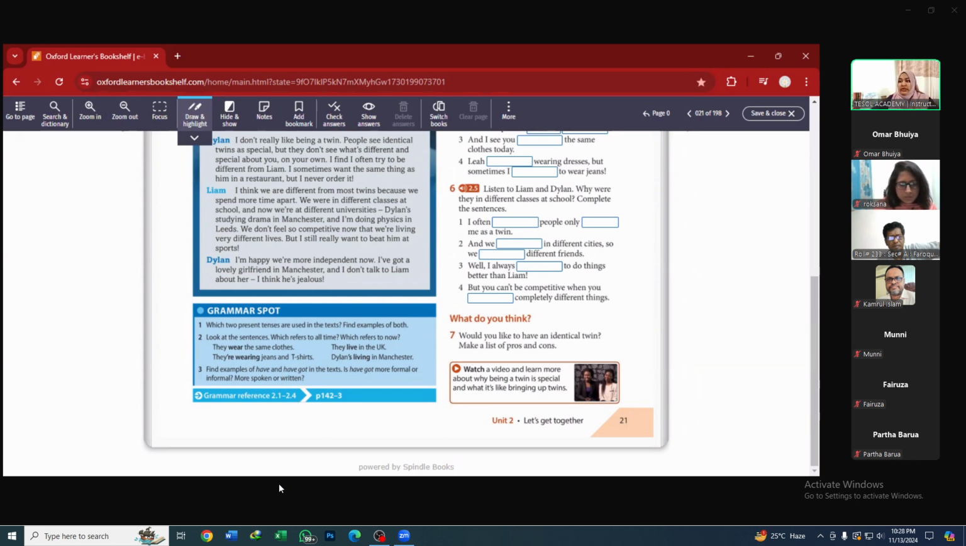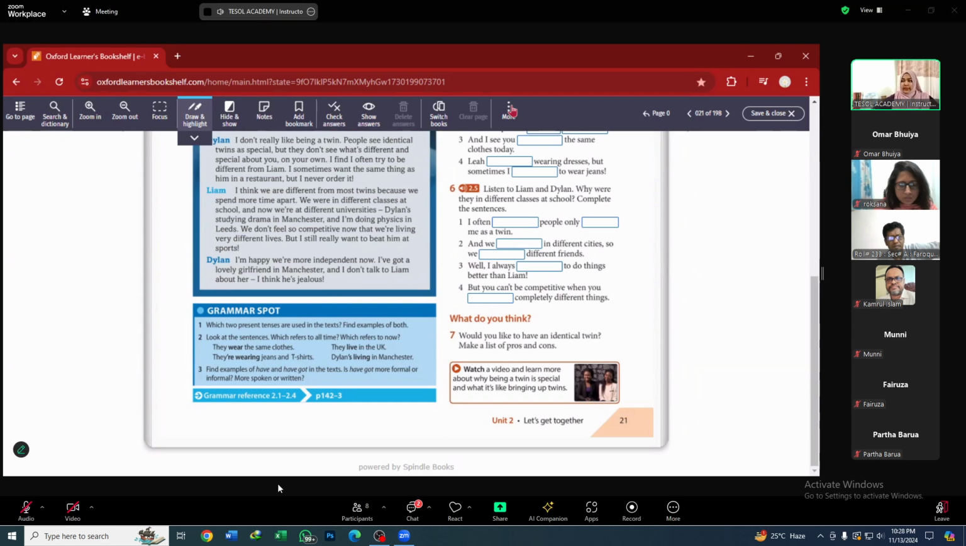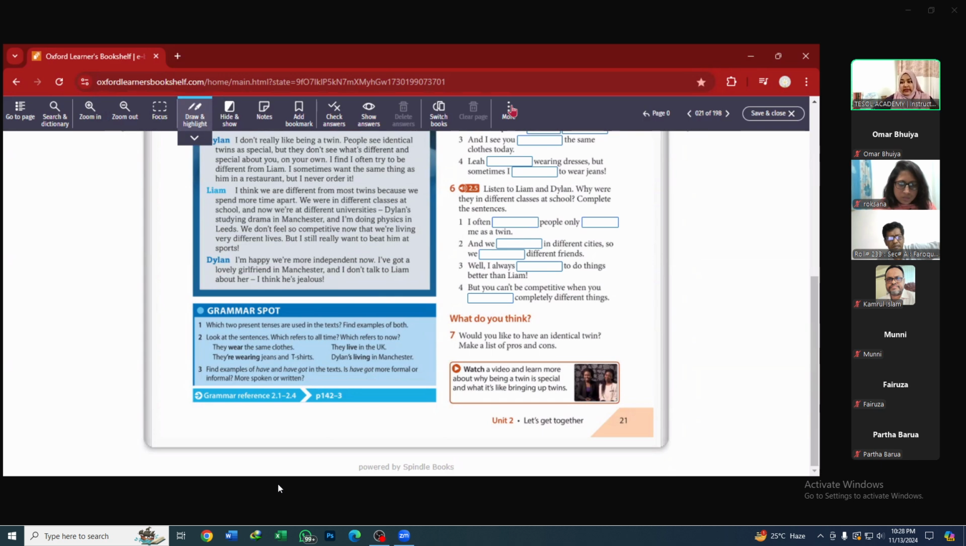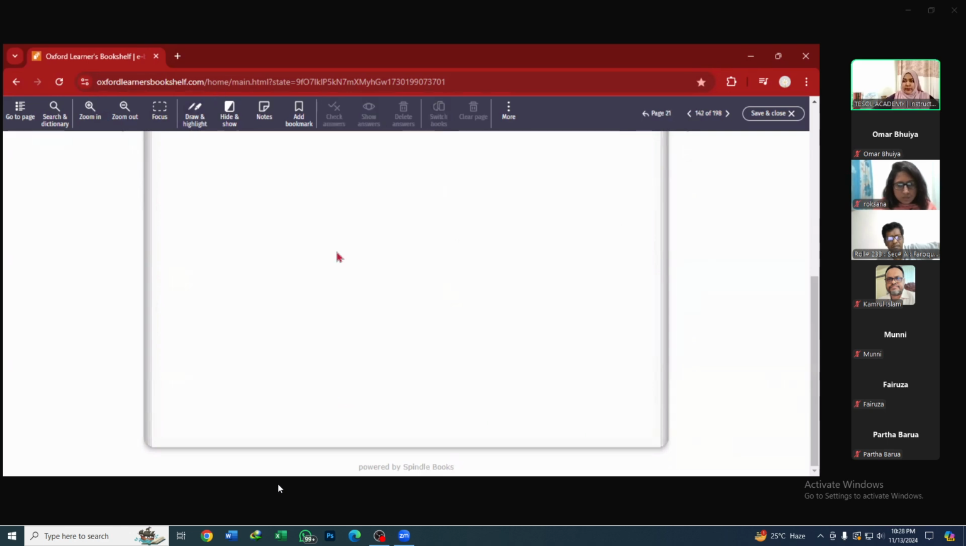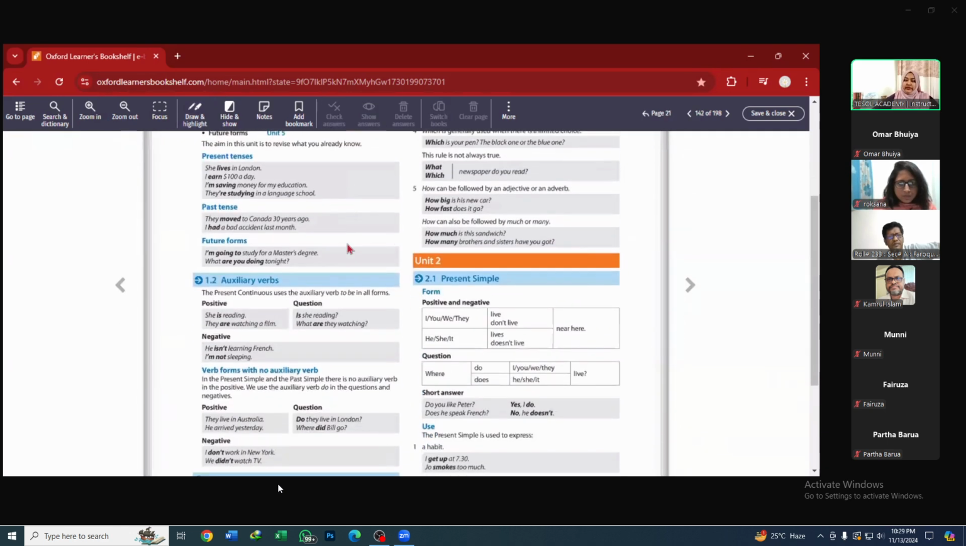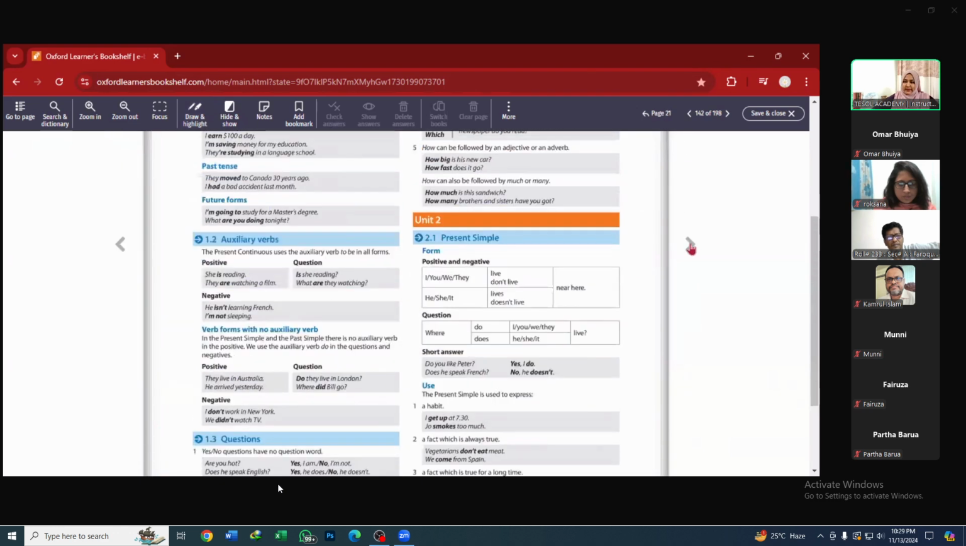So you will be doing this because this is based completely on grammar, and it's not that you are unaware of grammar. You already know most of the grammar, right? That is why we will not be going deep into that, but I will give you the reference that it's given here, grammar reference 2.1 till 2.4. And this is in page 142 to 143. So let's see, we'll go to page 142 so that I can show you. So the reference was given from 2.1 till 2.4, right? That is in the next page.